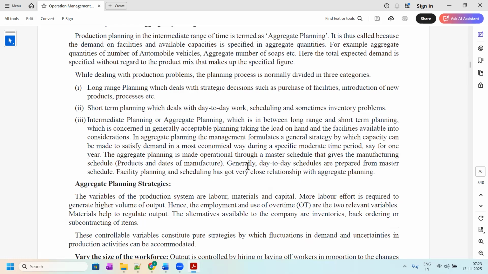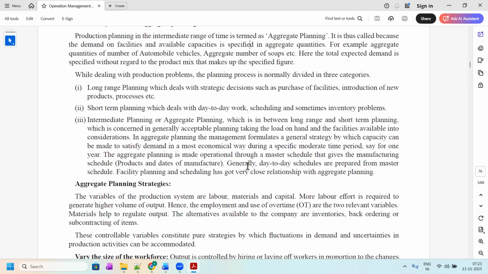So the question is why we call this aggregate planning, and why we should know about this term. It is called aggregate because it deals with overall quantities, not individual products. For example, instead of planning to make five types of cars separately, a company can plan for the total number of cars to be produced, where the total demand is estimated without focusing on specific product details.